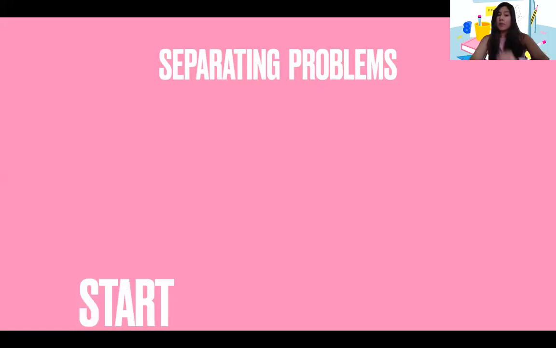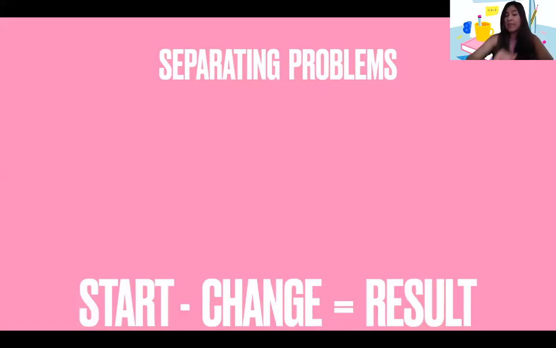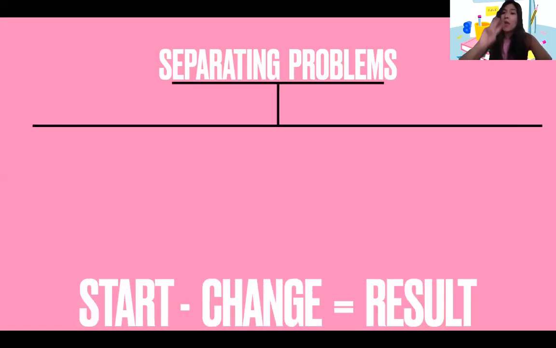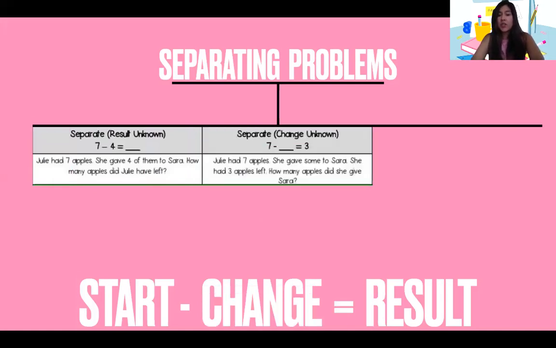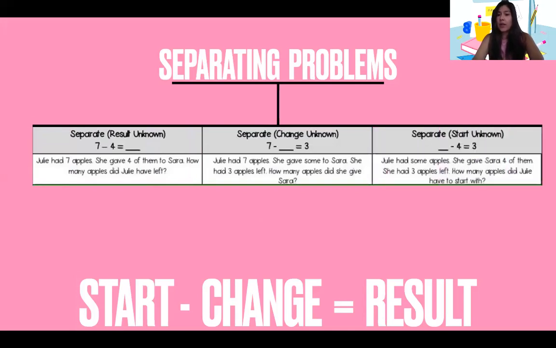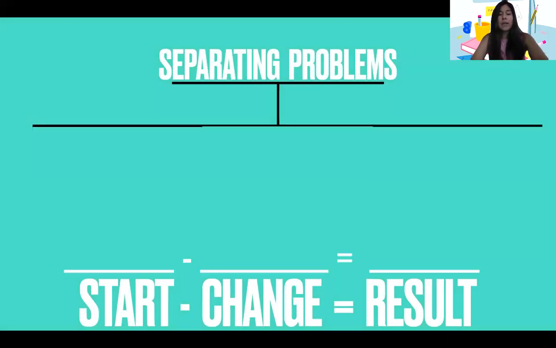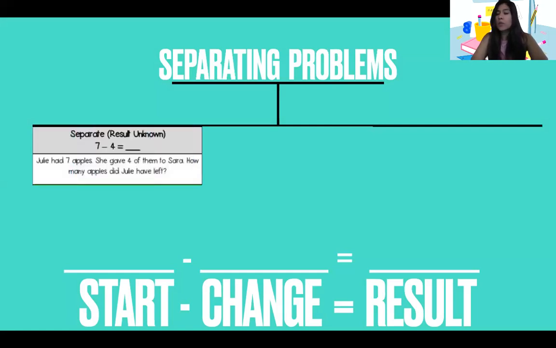Here it is again at the bottom, and I'm placing it there so you can keep it in mind. There are three types of separating word problems. The first one is result unknown. The second, change unknown. And the third, start unknown. Let's zoom in on each one. The first one is the result unknown problem.